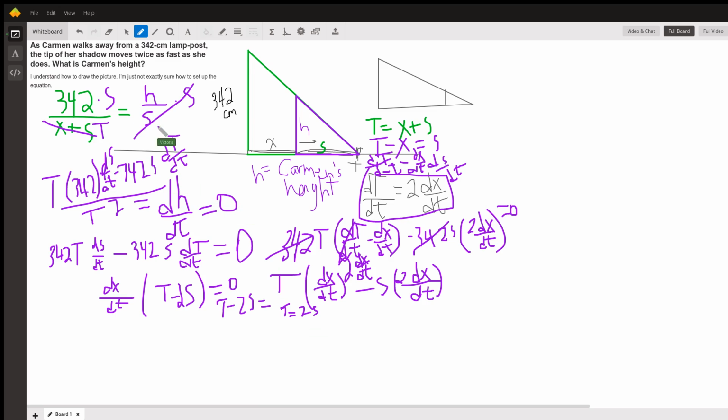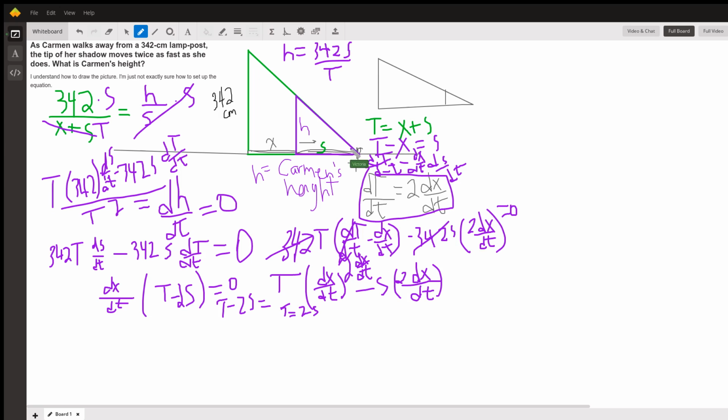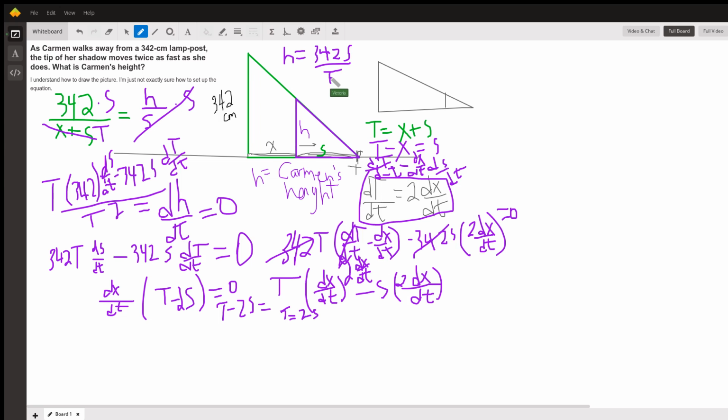Here it is. The height is 342s over T, and T is 2s, and the s's cancel, and this is divided by 2, which is 171 centimeters. Now, did we need all that calculus is the question. Not sure, but I believe that's the right answer.